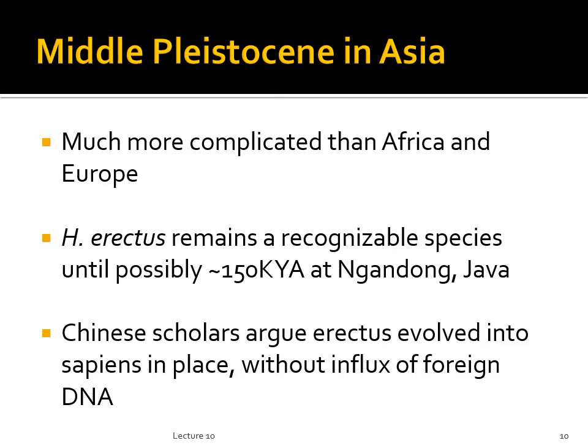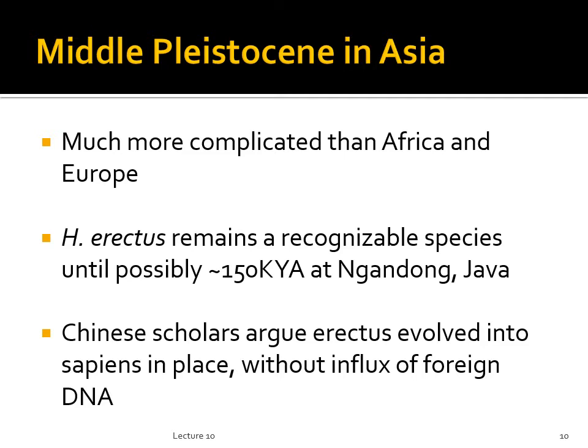That's what's happening in Europe and Africa during the Middle Pleistocene. In Asia, the Middle Pleistocene is much more complicated. In Africa and Europe, most people agree that there was a transition, with Erectus being succeeded by Heidelbergensis. In Asia, that's not the case. Erectus seems to have hung around as a recognizable species for a lot longer, until perhaps 150,000 years ago at Ngandong in Indonesia. And some Chinese scholars believe that Erectus evolved directly into sapiens, without any major influx of foreign DNA.